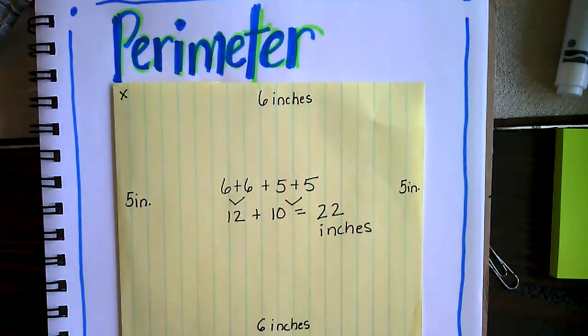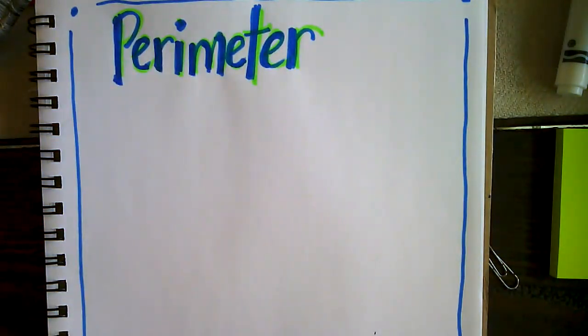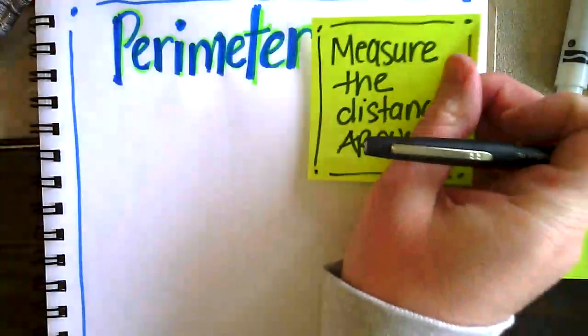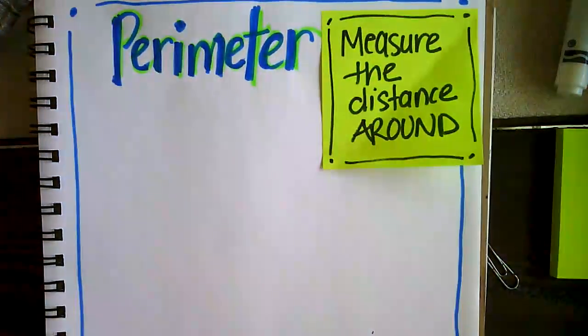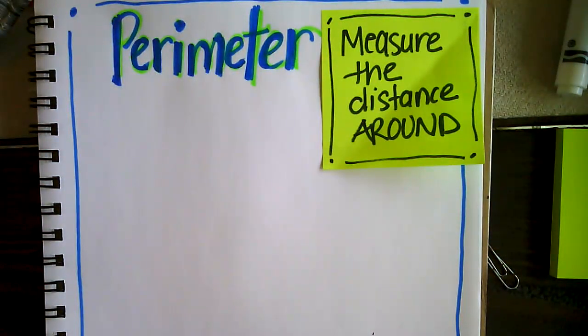Okay, so let's try with a couple other examples. I'm going to leave this little note here for us as a reminder. Perimeter: you measure the distance around.